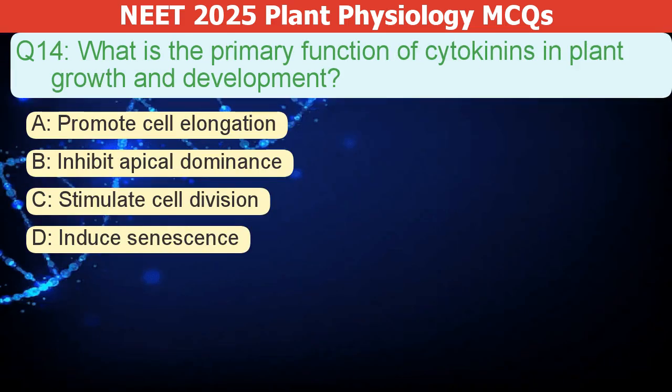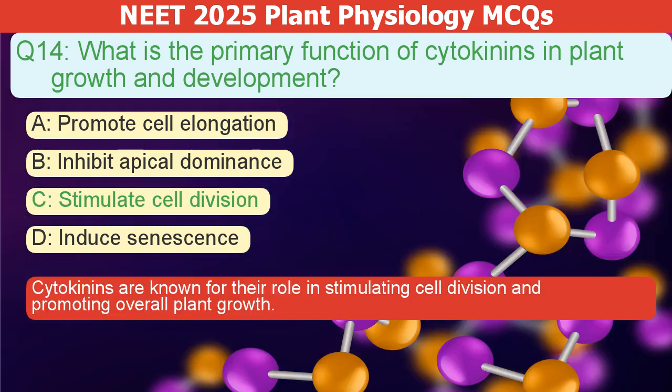What is the primary function of cytokinins in plant growth and development? A. Promote cell elongation. B. Inhibit apical dominance. C. Stimulate cell division. D. Induce senescence. The correct answer is C. Cytokinins are known for their role in stimulating cell division and promoting overall plant growth.